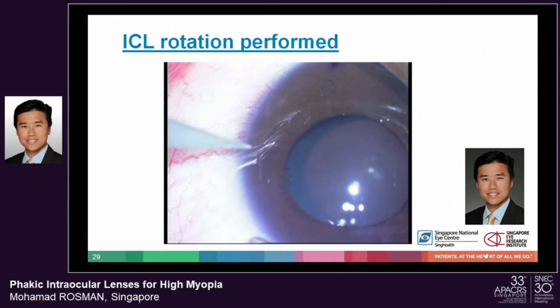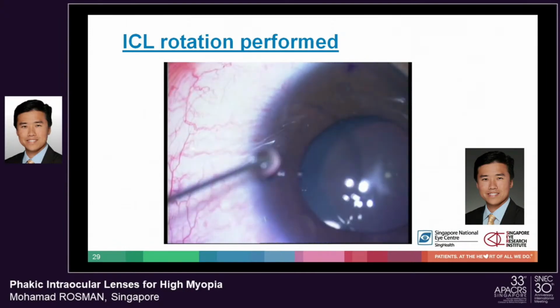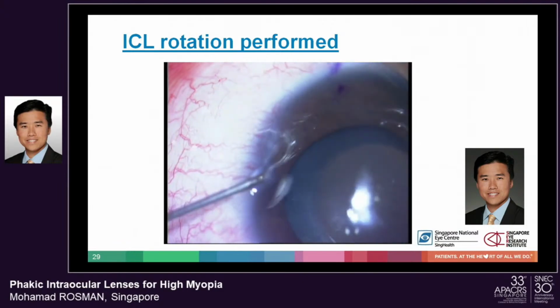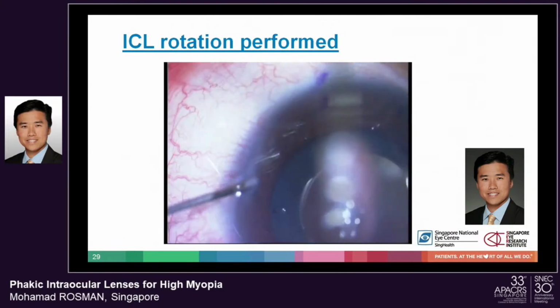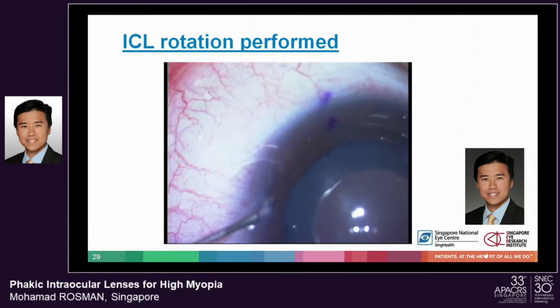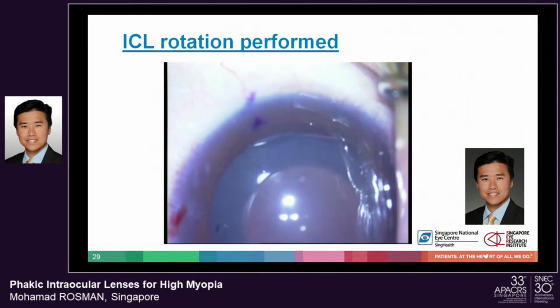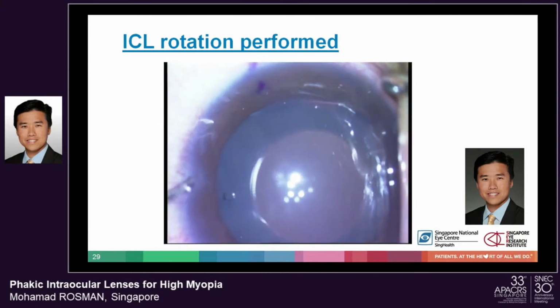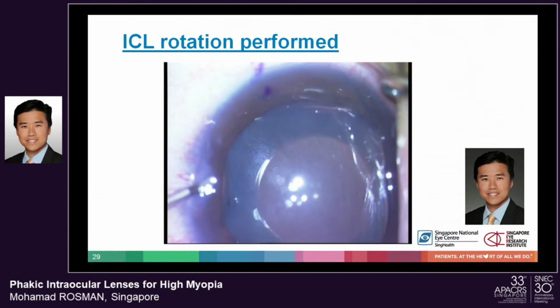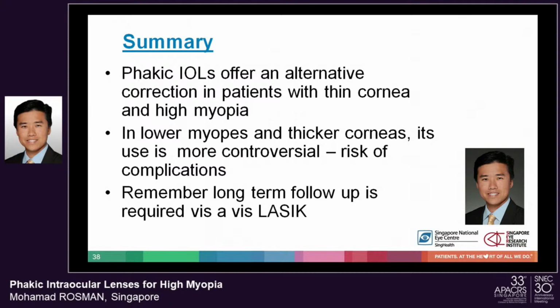So in this case, we have to perform ICL rotation surgery. The good and bad thing is that the lens is not fixed, so we can rotate it back to its normal position. But because it's not fixed, there's always also a tendency for it to rotate if there's a sudden hard impact on the eye. So sometimes as optometrists, you may see this in your practice where the patient suddenly comes with a sudden change in his cylinder.